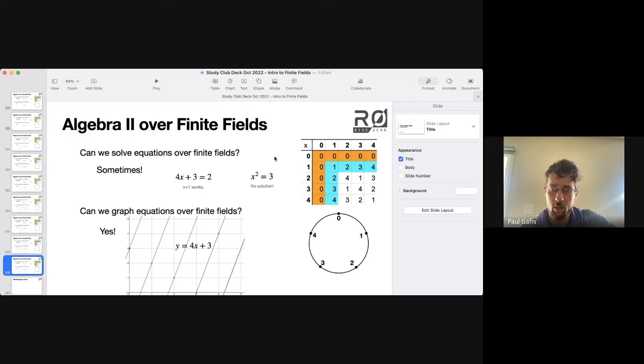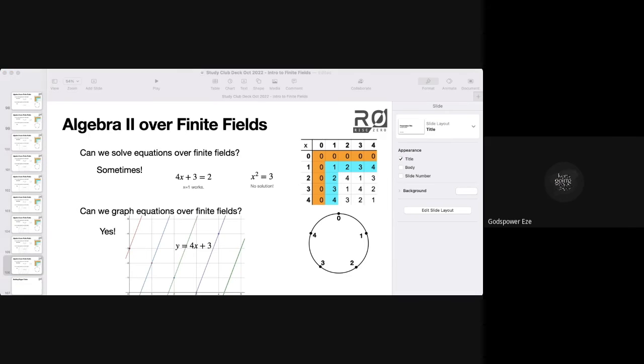Does it feel clear? Any questions? There was a hand up. Oh, there is. Yeah, so you said x equals 1 works for 4x plus 3 equals 2. Can you explain that, please?